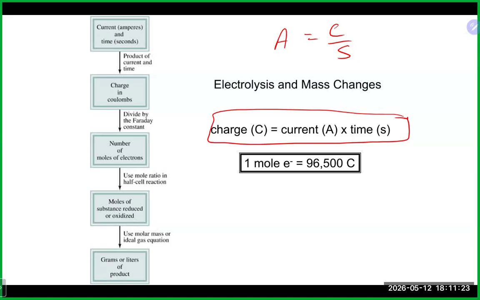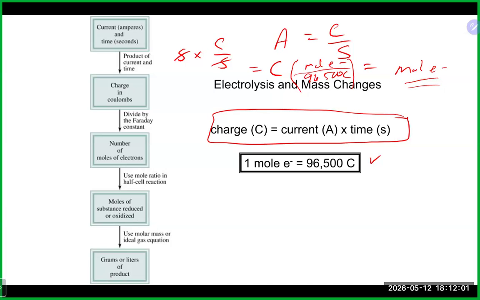So what we typically do is we take the current and how long we're running the cell for, we convert the time into seconds, and we multiply those together, and we end up with the charge in coulombs. Then we divide the charge in coulombs by our friend, Faraday's constant, that 96,500 number that we saw previously. So we divide it by 96,500 coulombs per mole of electrons. And we end up with basically how many moles of electrons we got going on.